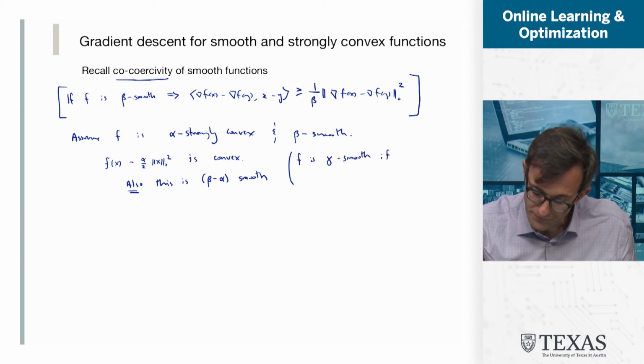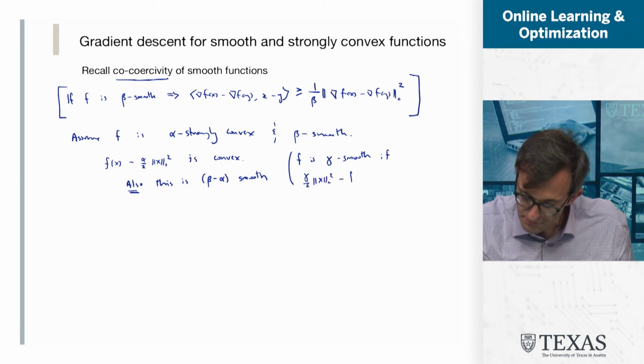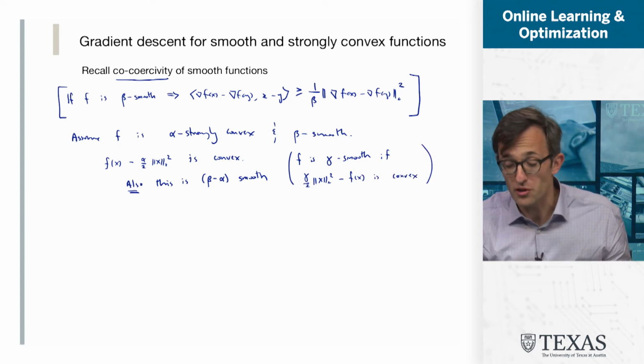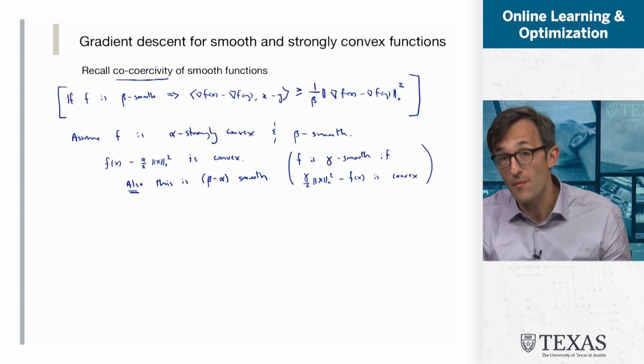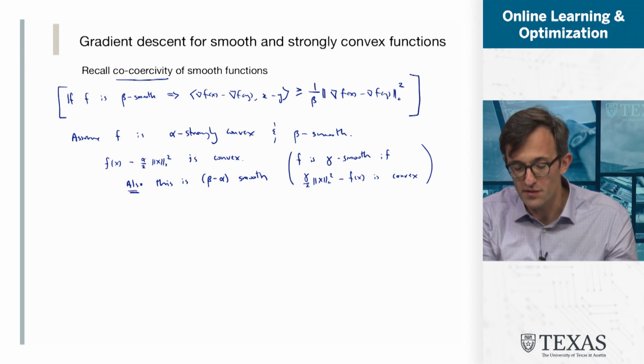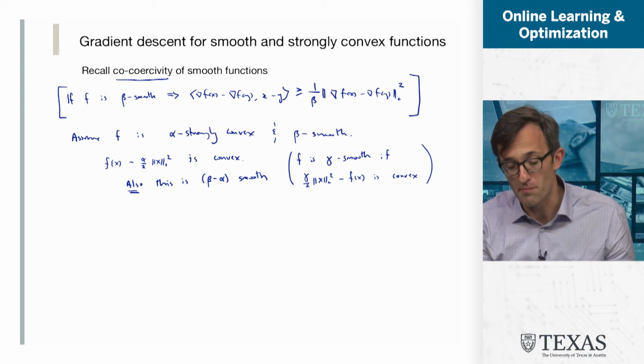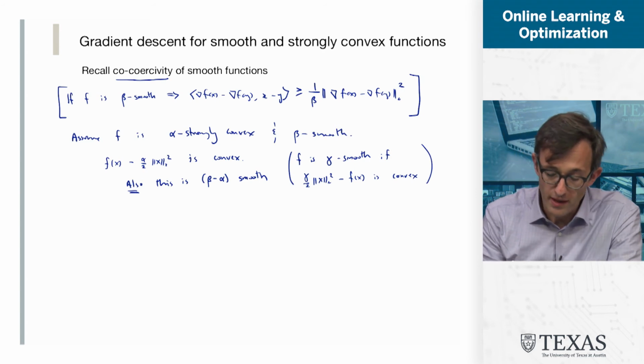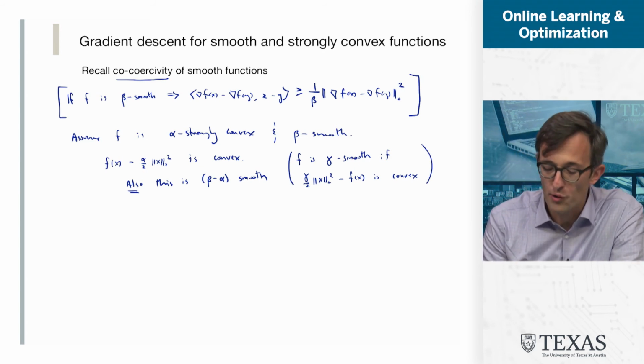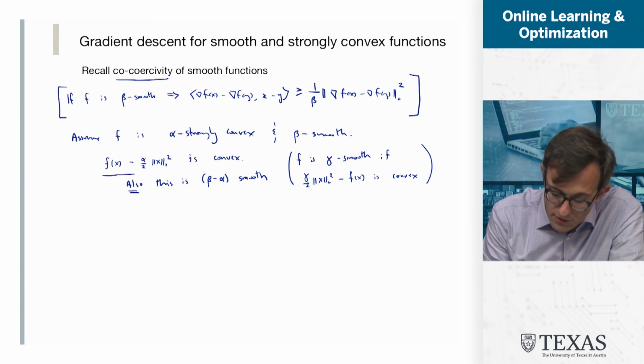if gamma over 2 x squared minus f of x is convex. By assumption, f satisfies this with gamma equal to beta. And now look at this function f of x minus alpha over 2 x squared. You can easily check that this satisfies smoothness with beta minus alpha. So then let's apply co-coercivity to this function.